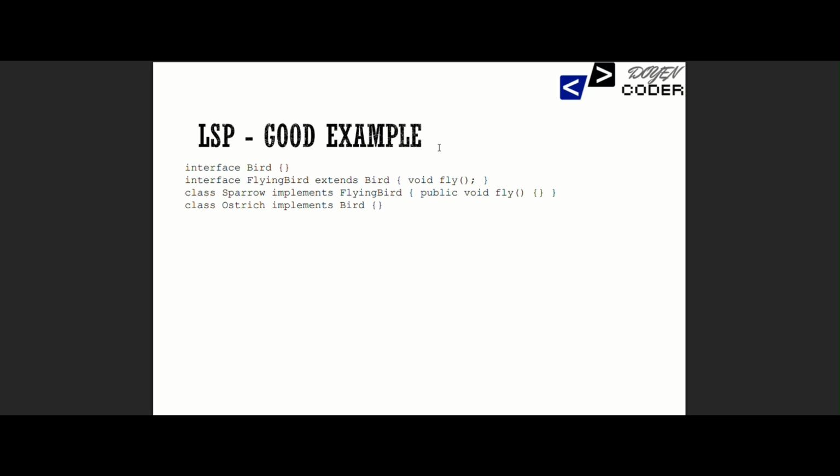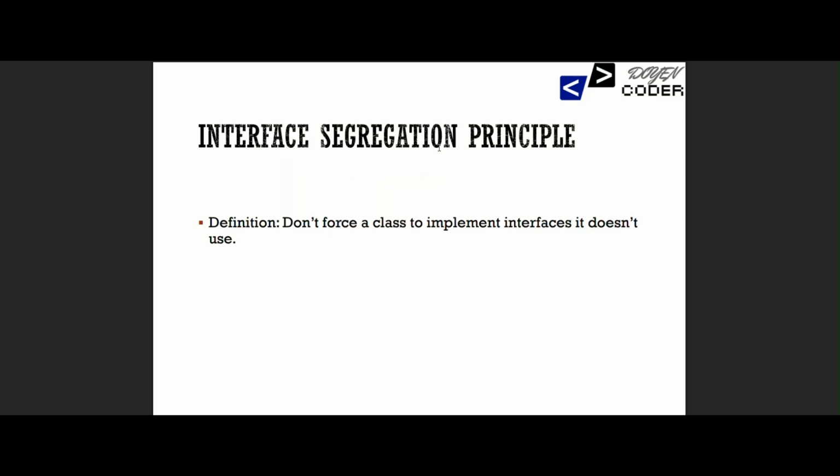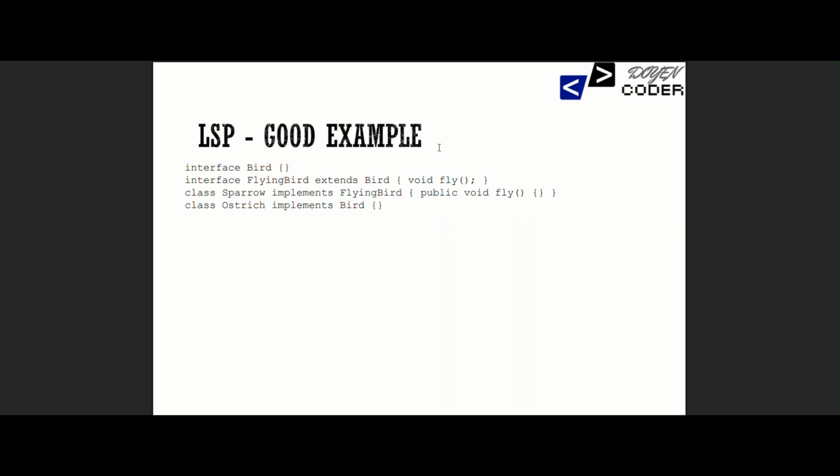As per the interface segregation principle, don't force a class to implement interfaces it does not use. This means that in this example I cannot implement that flying bird here, because I cannot force a class to implement something which that class does not use.